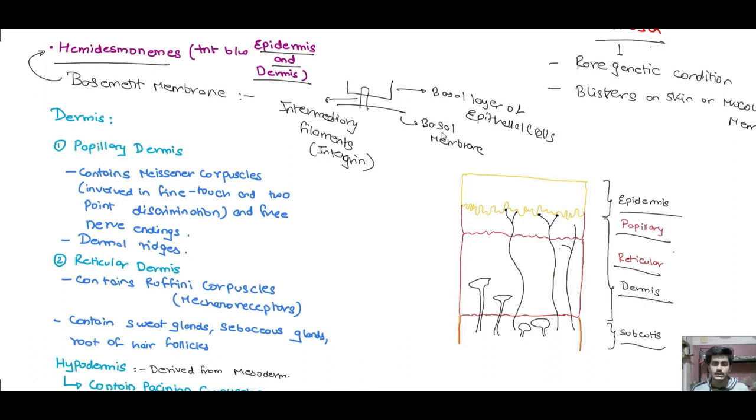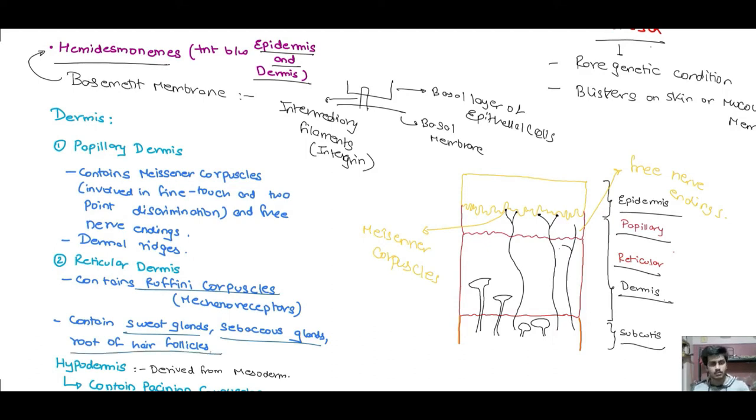And here you can note that in the papillary dermis we have the presence of the free nerve endings, and also it has the presence of the Meissner's corpuscles, whereas in case of the reticular dermis, which is present in the lower part of the dermis, we have the presence of the Ruffini corpuscles, which are a type of mechanoreceptors, and also the sweat glands, which are the sudoriferous glands, and the sebaceous glands, which are the oily glands in the root of the hair follicles.